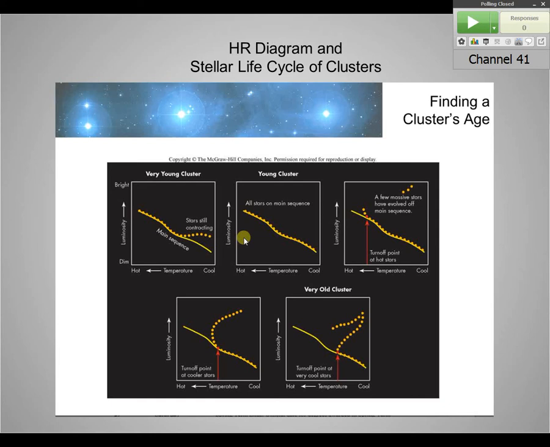So all of these stars are deceased, and these ones are aging, right? So the turn-off point is much, much lower and further to the right. And so this indicates a very old cluster. Does that logic make sense? Yes?